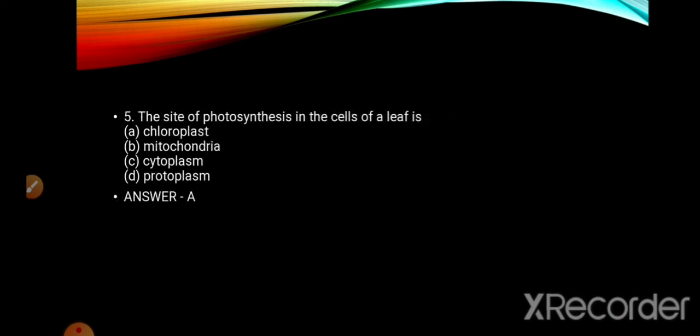The next question is, the site of photosynthesis in the cell of a leaf is. So it is very simple, chloroplast. That is A, the correct answer. The site of photosynthesis in the cell of a leaf is the chloroplast, because the chloroplast is present in the plant cell, found in leaves, and its color is green. It helps in the process of photosynthesis and preparing food for the plant. So the answer is chloroplast, that is A.